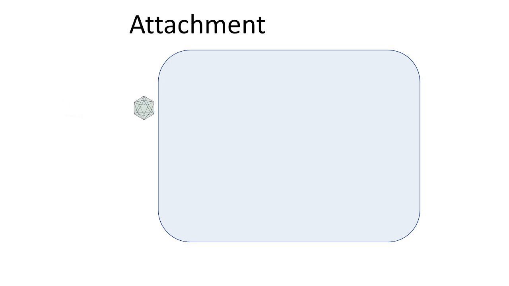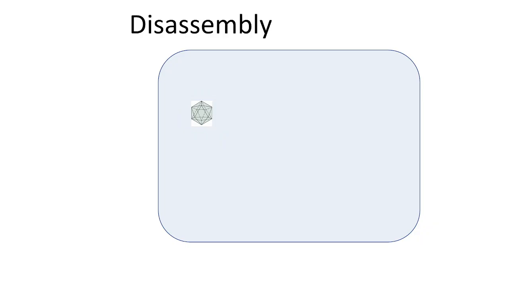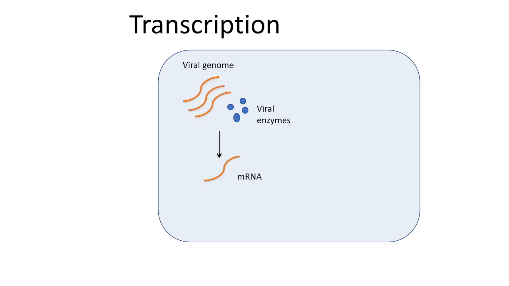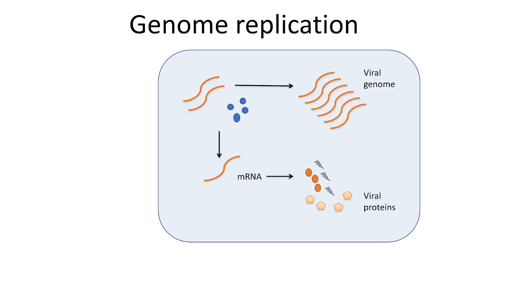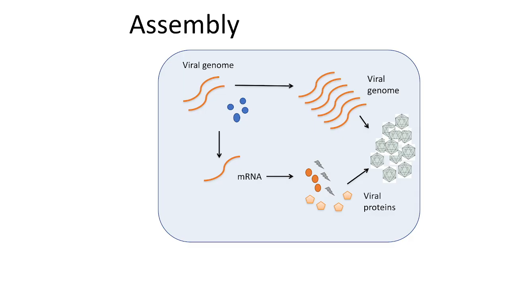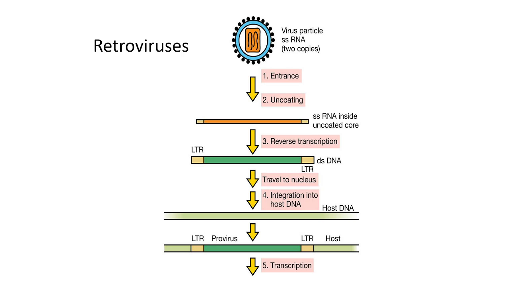Then there is an attachment that happens. Attachment can be through tropism; there is a lock and key model. Then it allows the virus to sit, and then it penetrates. Then disassembly, where the viral genome is released in the cell, it transcribes to an mRNA, leading to the formation of viral proteins. At the same time, the viral genome also multiplies, leading to multiple copies of the genome and capsid proteins, and then there is release.